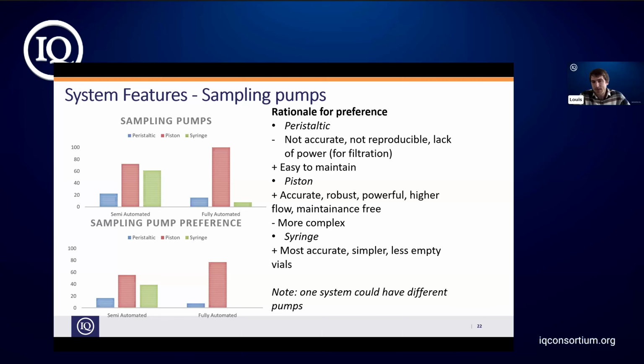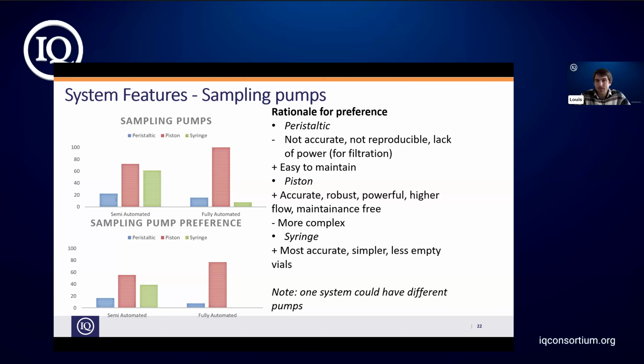So for peristaltic pumps, there's multiple drawbacks. They're not as accurate as the other ones, less reproducible. But probably the main one, I would say, is they lack power. So if you look at a filtration step, if you want to filter through a syringe filter, that might not work with a peristaltic pump. The upside, on the other hand, is that they are quite easy to maintain because there's no direct contact of your medium with your pump. It's just a tube actually in the peristaltic pump. And that tube is also quite easy to replace, probably.